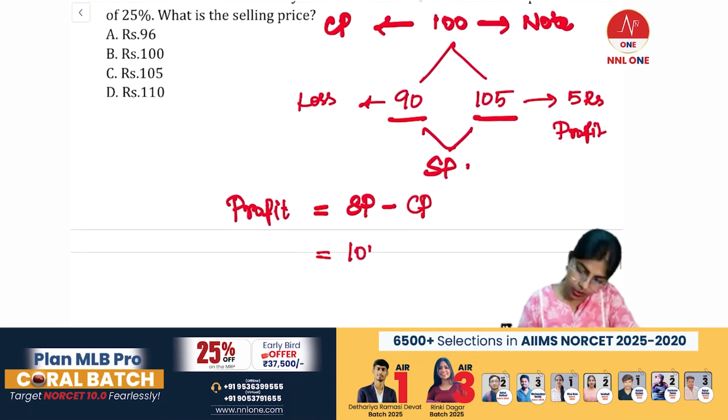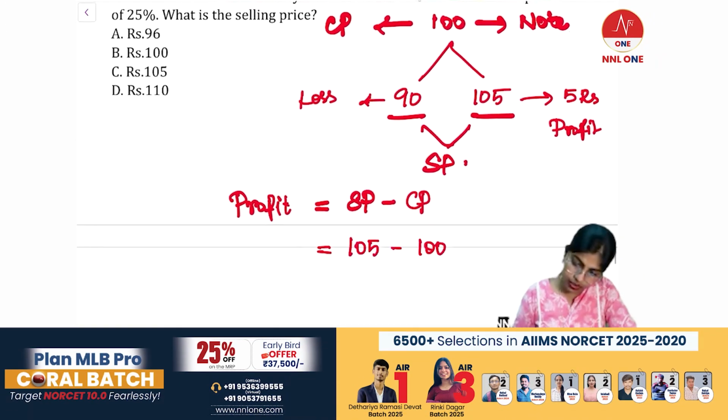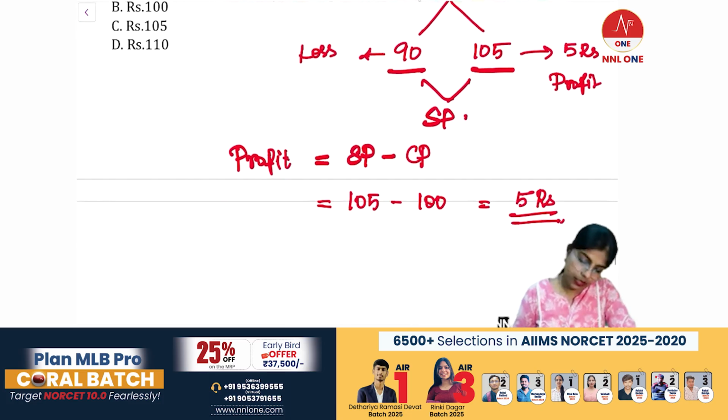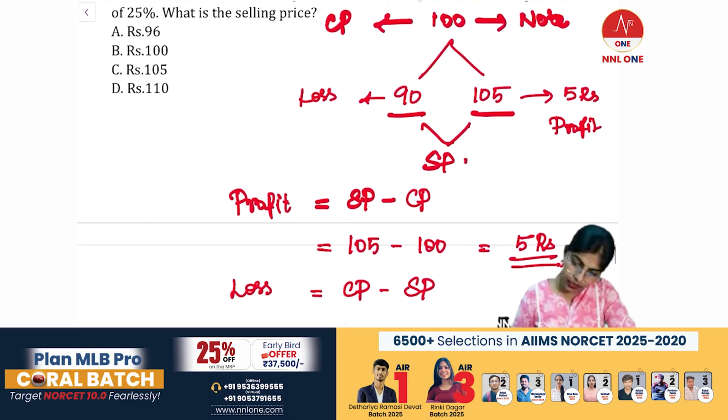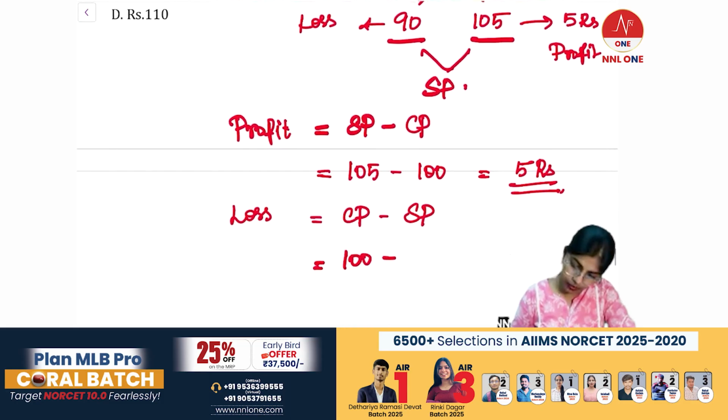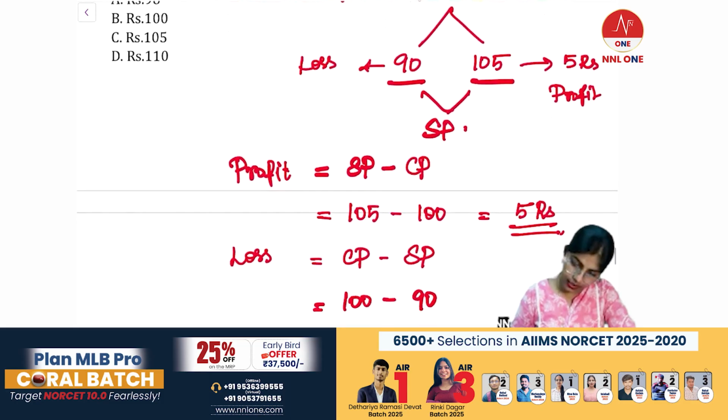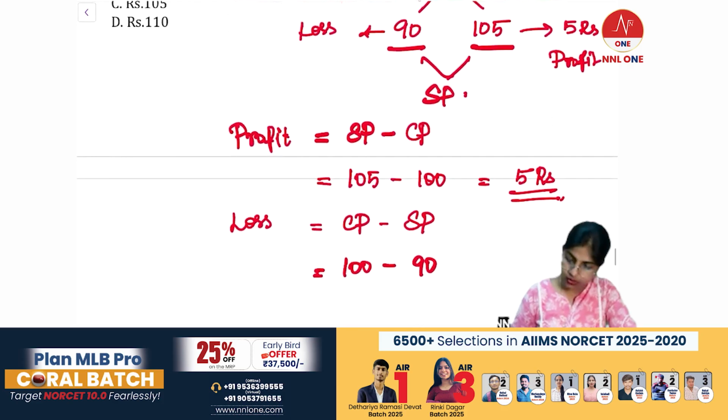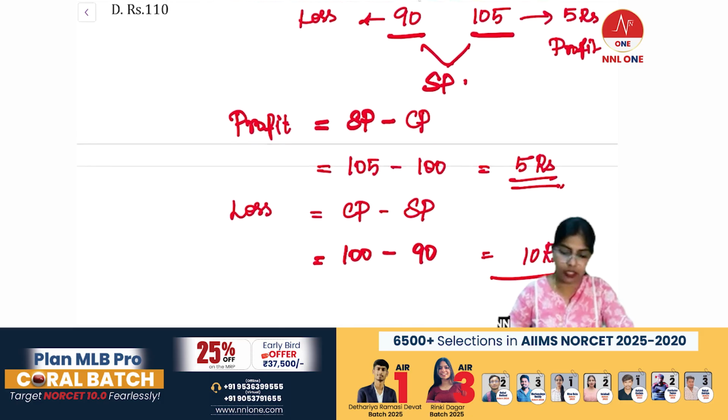The selling price here is 105 and the cost price here is 100. So the resultant answer is 5. So 5 rupees is profit for me. The same as that of loss. Loss is cost price minus selling price. What is the cost price? 100. What is the selling price? 90. So 10 rupees loss. So this is the formula for profit and loss.